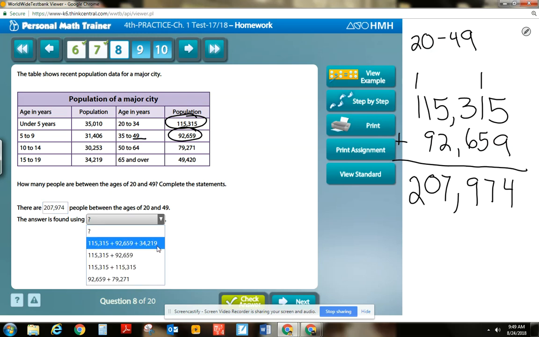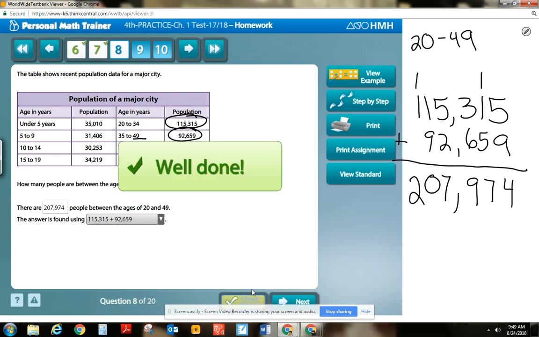The answer is found using, all right, I got to double check here. No, I didn't do 79,000. I didn't add 2 numbers. That's the same choice. I didn't do that. So it's this one. All right.